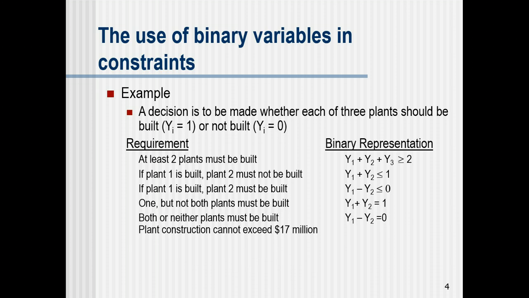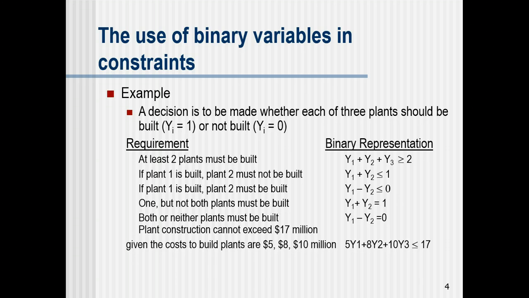Both or neither plants must be built. Anytime we're talking about things need to be done together, it's equality, right? So they either have to be done together or not at all. MD is equal to FD, MD minus FD is equal to 0. And then finally, given the cost to build plants are 5, 6, 8, and 10 million, we have 17 million. Well, 5y1 plus 8y2 plus 10y3 is less than or equal to 17.